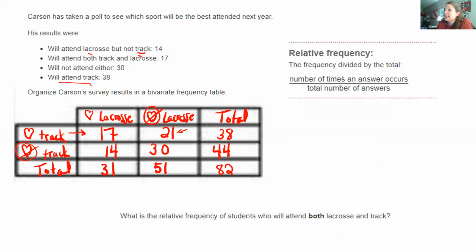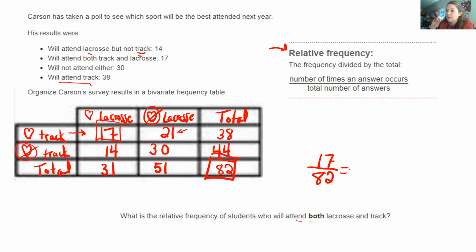Relative frequency is the number of times something occurs divided by the total number of answers. So we want to know the relative frequency of students who attend both lacrosse and track. Relative frequency is out of the total, so our denominator is 82. And how many people attend both? Well, it's these people right here. 17 people out of the total attend both.